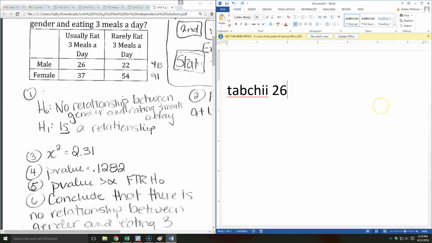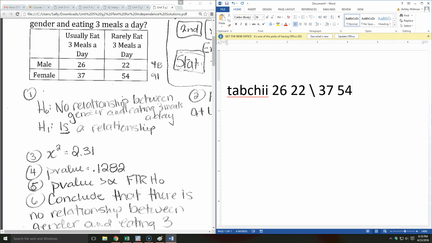So I'm going to do 26 space 22, and then you need to do a slash. It needs to be the slash that is in this direction, the one above the enter key. If you do the slash the other way, it's not going to work.